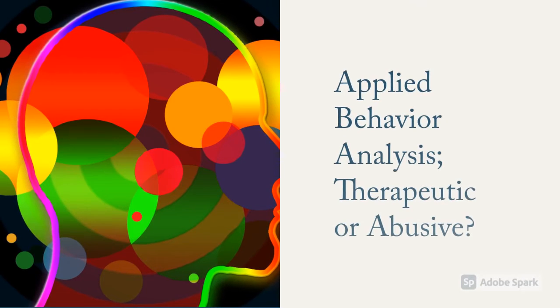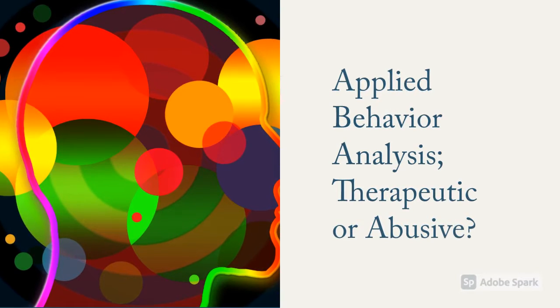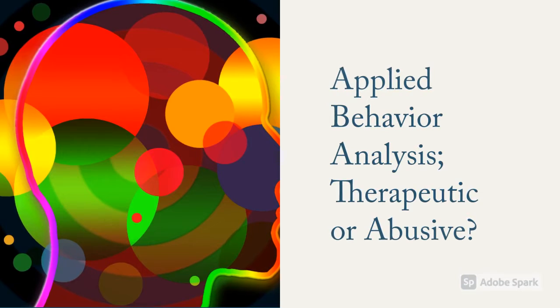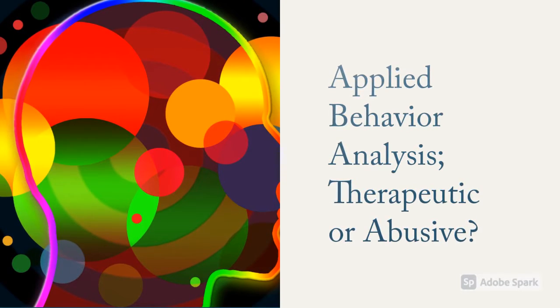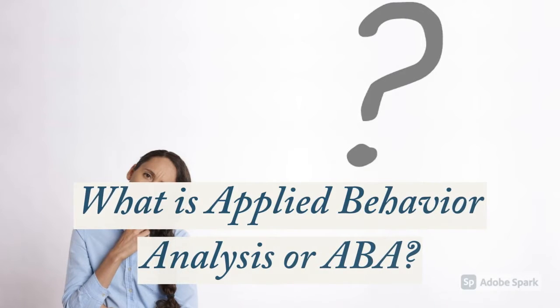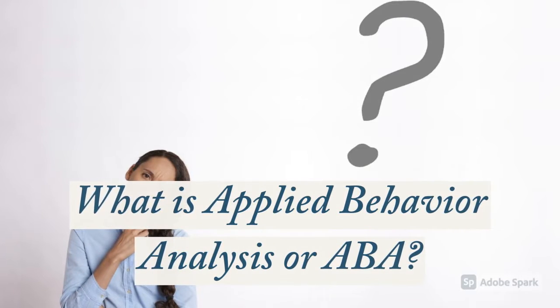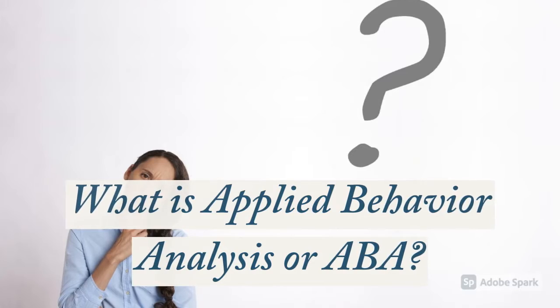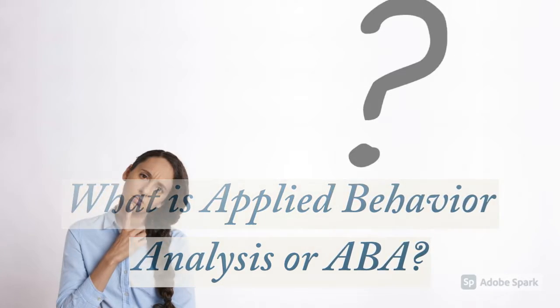Applied behavioral analysis: a therapeutic treatment for autism spectrum disorder, or possibly abusive, as some may see it. Let's dive in. First, let's look at what exactly applied behavioral analysis is, referred to as ABA, and how it is used to help different populations.